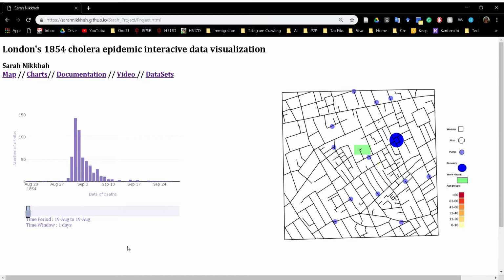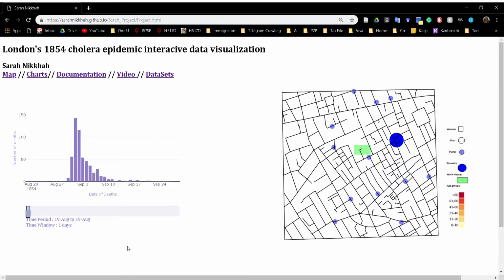I am going to present my project for the course Visualization Design, Analysis and Evaluation at the School of Informatics and Computing at IUPUI. What you can see here is an interactive visualization of Dr. John Snow's map of London's 1854 cholera epidemic. He was the first person who found a relationship between contaminated water and cholera.